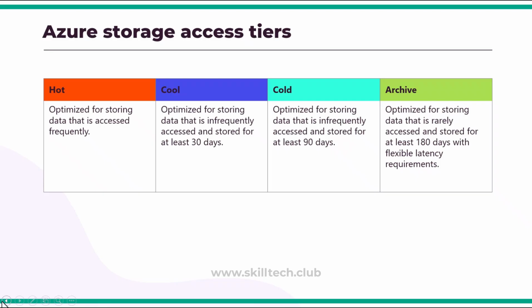When you access the data from archive, it will not be available to you immediately. It may come with a delay. Storing data in archive is the cheapest, while accessing data in archive is the most expensive. So you should plan accordingly which access tier is the right choice for you.